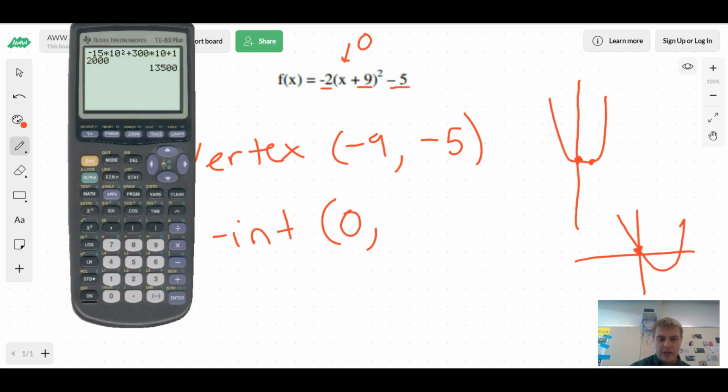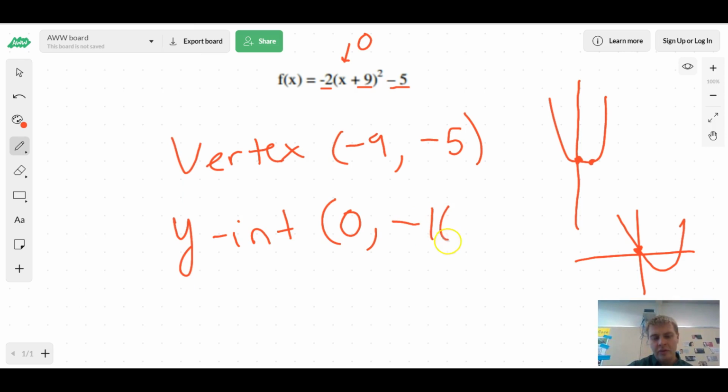So then we could use our calculator again to figure this out. So that'd be -2(0 plus 9) squared minus 5. And we would get that our y-intercept is -167. And that would be my final answer for this. Let's try the next one.